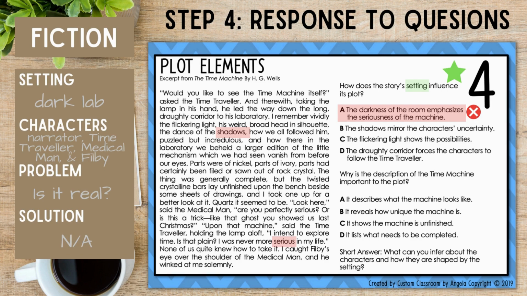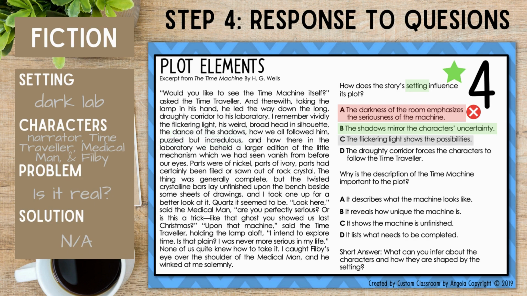The lab is dark and the time traveler is serious, but these do not really go that well together. The characters learn more that he is serious due to his actions and how he talks versus the room actually being dark. All right, answer choice B. The shadows mirror the character's uncertainty. Well, this sounds really good. The description of the lab talks about all the shadows dancing around, but they follow him feeling puzzled, incredulous, which means hard to believe.